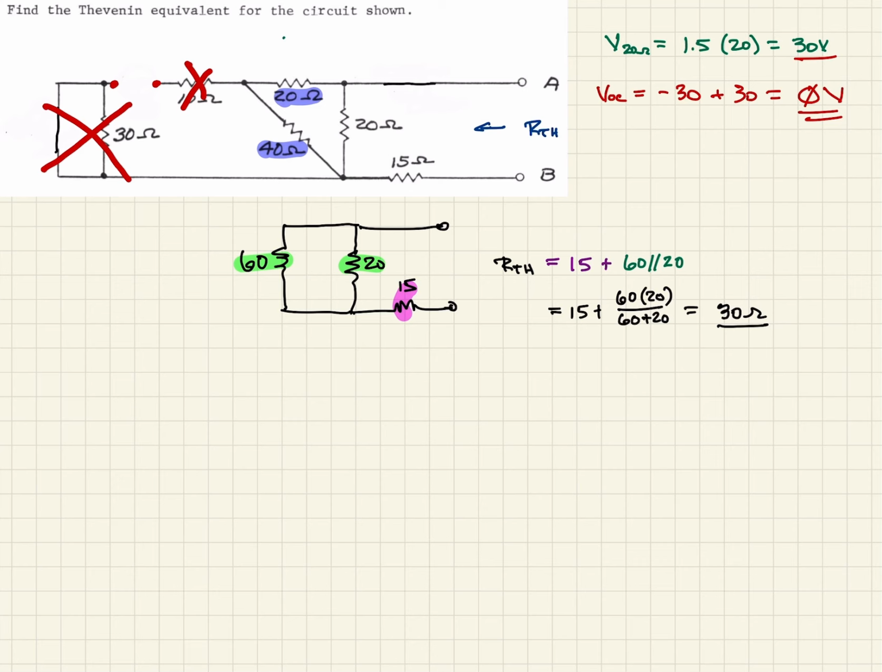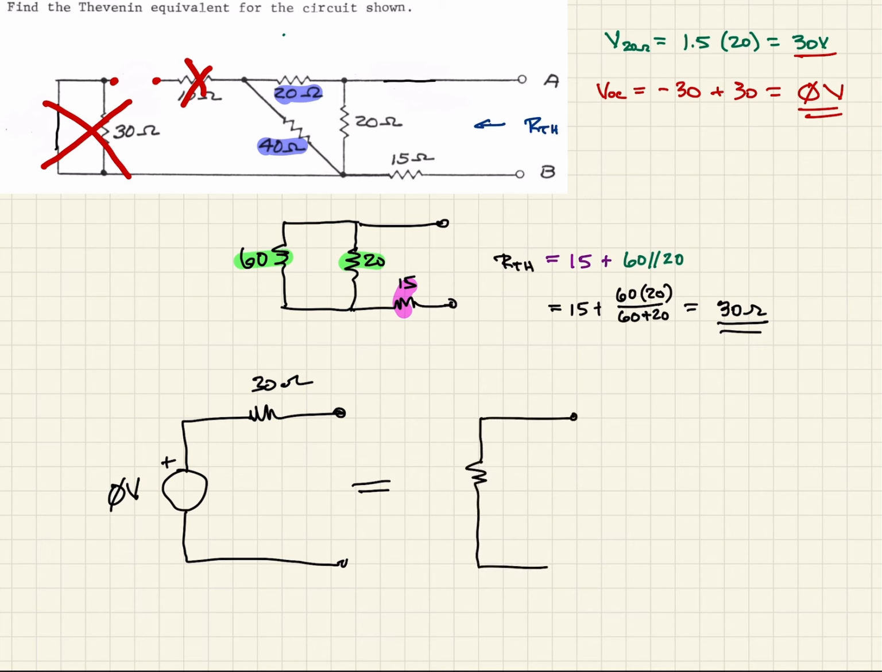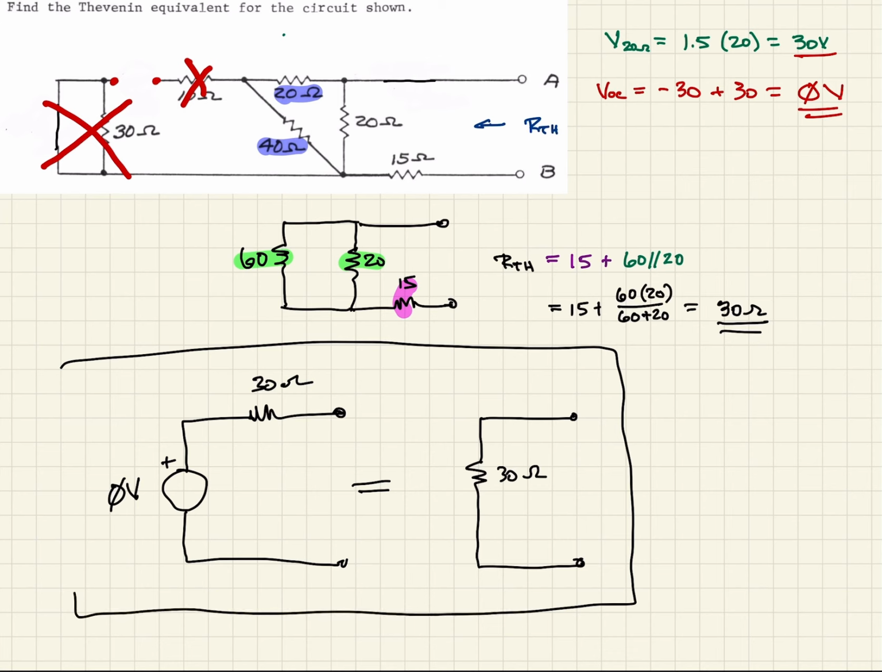So now, that being the case, we can draw our Thevenin circuit. Normally, we would have a voltage supply in series with a resistor, which we can still draw like this, where this would be the 30 ohms that we got for our Thevenin equivalent. And this is going to be 0 volts. So really and truly, we could just write the Thevenin equivalent here as just a resistor of 30 ohms. Seems a little odd, but that's the way this one works out.